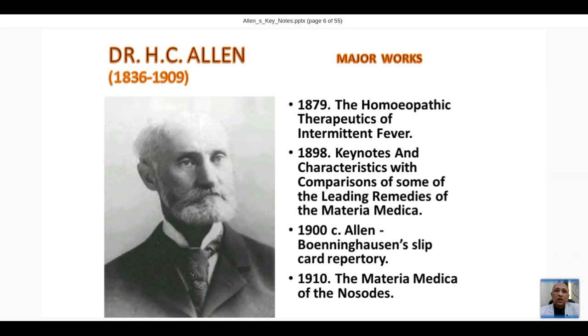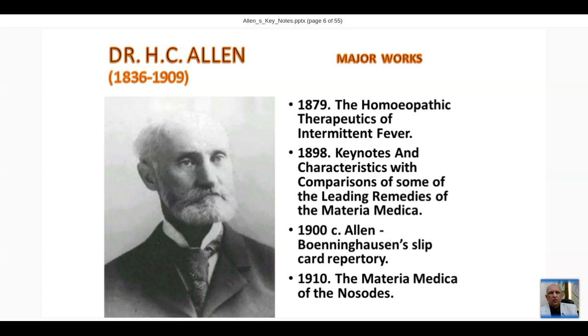In 1879, The Therapeutics of Intermittent Fever was written by S. C. Allen. Then in 1898, Keynotes and Characteristics with Comparisons of Some of the Leading Remedies of the Materia Medica, which is what we discuss today. Then in 1900, the Allen-Boenninghausen slip card repertory was developed by him. In 1910, after his death, The Materia Medica of the Nosodes was published, which he had written earlier but was published later on.